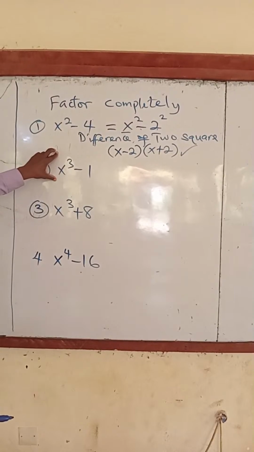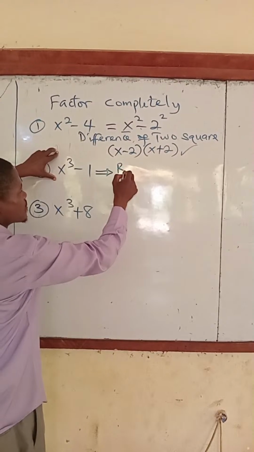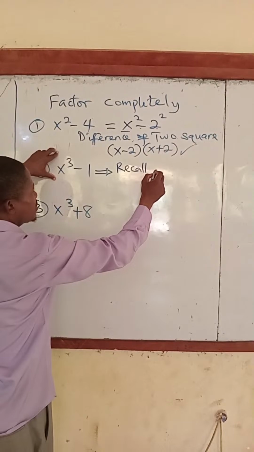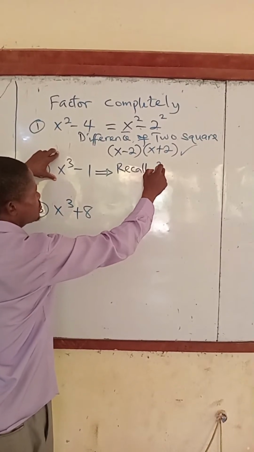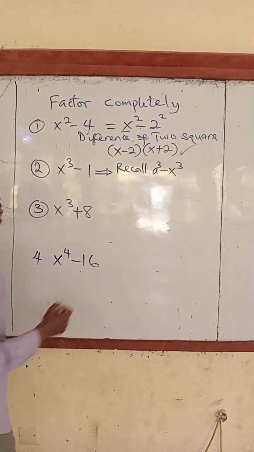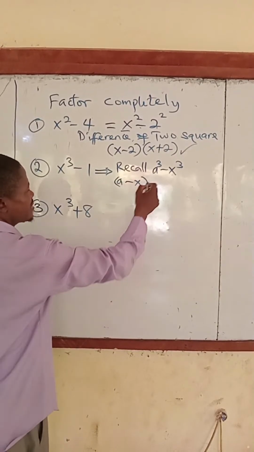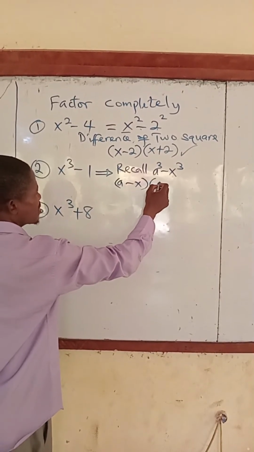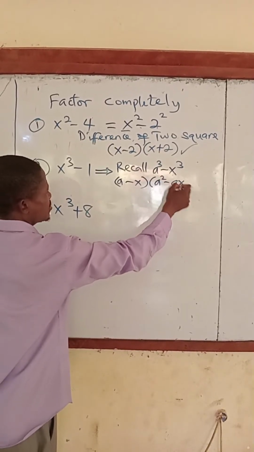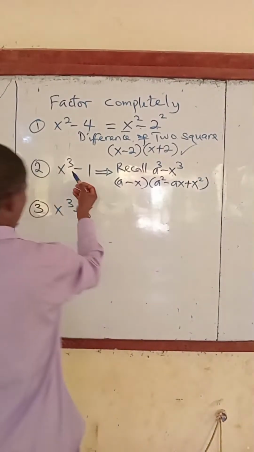For this one, I'll just take you to this identity. Recall, when you have a cube minus x cube, it's going to give you a minus x, and then times what? Times a squared minus this one times this one, ax, and then plus what? Plus x squared. Now apply this one now.